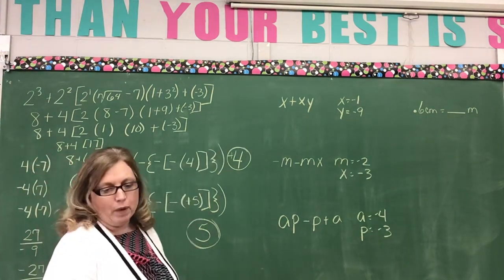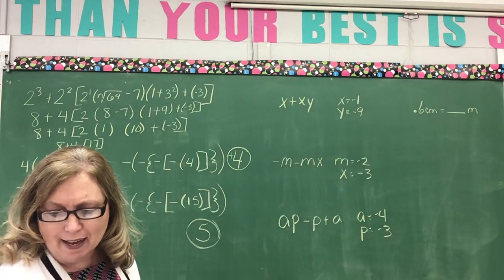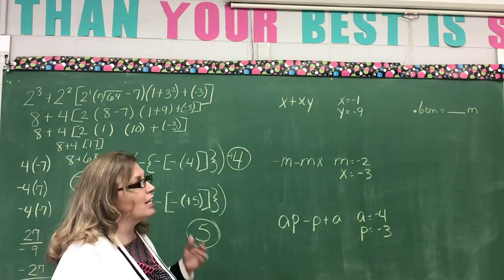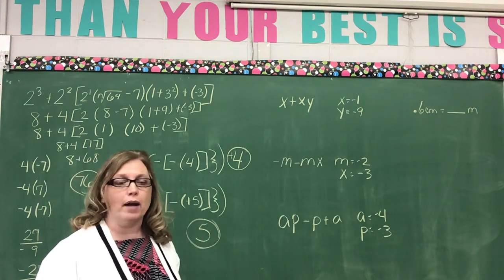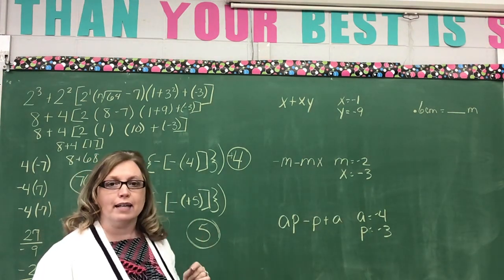Let's look at this next one. This is number 27 in your book. x plus xy. What does that equal if x equals -1, and y equals -9?